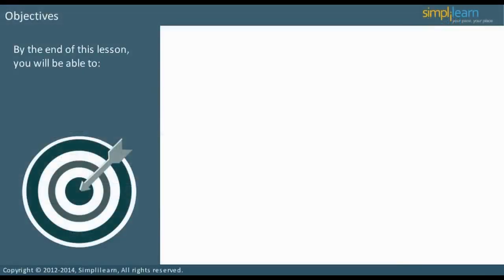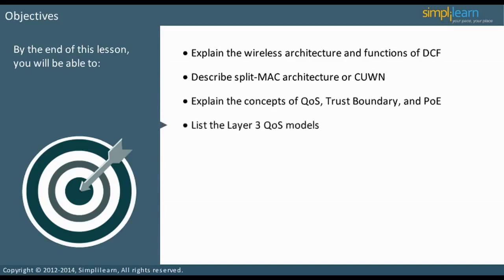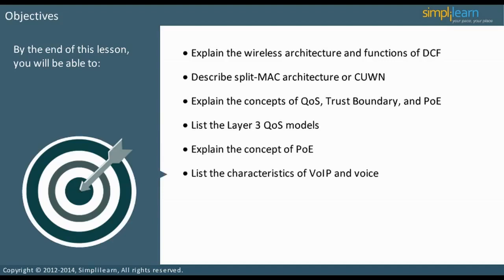By the end of this lesson, you will be able to explain the wireless architecture and functions of DCF. Describe split MAC architecture, or CUWN. Explain the concepts of QoS, trust boundary, and PoE. List the Layer 3 QoS models. Explain the concept of PoE. List the characteristics of VoIP and voice.